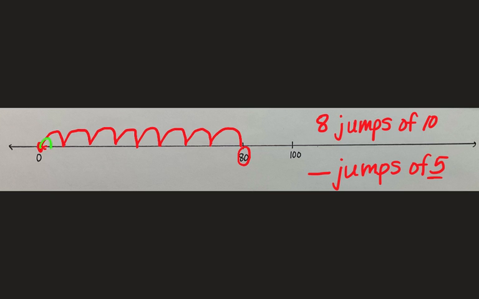Those jumps would come in between. So for each jump of 10, I would need to make 2 jumps of 5. So how many total jumps of 5 would it take for me to get to 80? That's right. It would take 16 jumps of 5. 5 is half of 10, so it takes 2 jumps of 5 to equal 1 jump of 10. So I would need more jumps of 5.